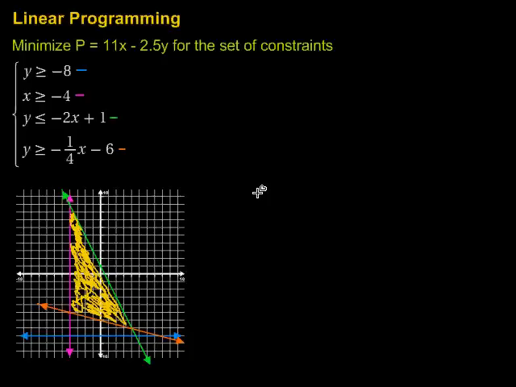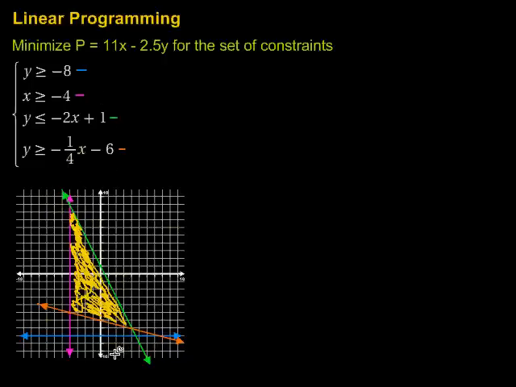In this video, we're going to take a look at some linear programming problems. For linear programming, we'll be given a set of constraints that are in the form of inequalities. So right here are my constraints for this particular problem. The first thing I need to do is graph those constraints and find out where they all overlap, or where the shading all overlaps.